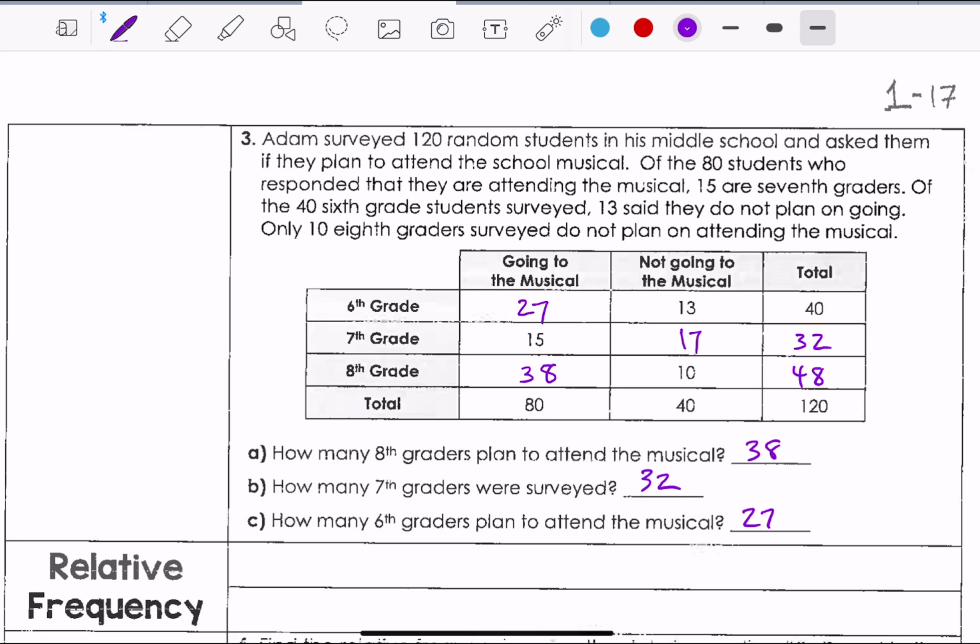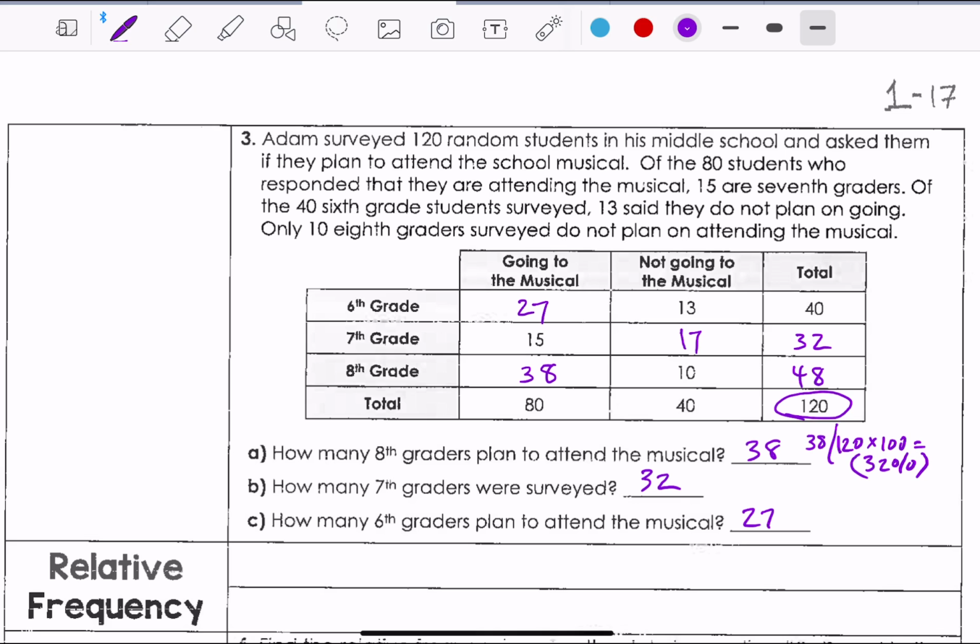Now I'm going to figure out these percentages, and these are going to be a little bit different, because the total number of students is 120, that's the total I'm using, I have to do this math. So 38 8th graders that plan to attend the musical out of 120 total students times 100. So what's that when you put that in your calculator? 38 divided by 120 times 100 equals 31.66. So I'm going to round that to 32%. So this is about 32% of students.